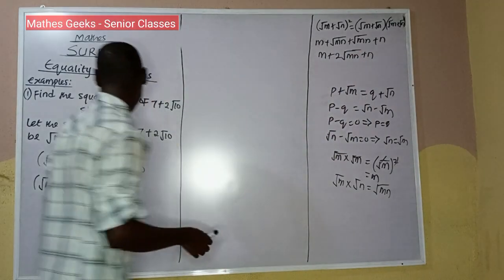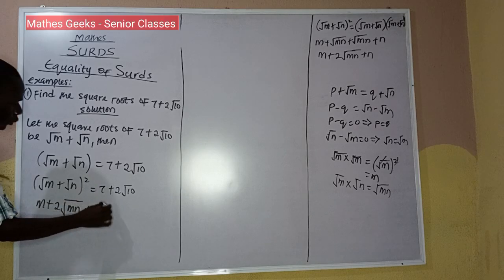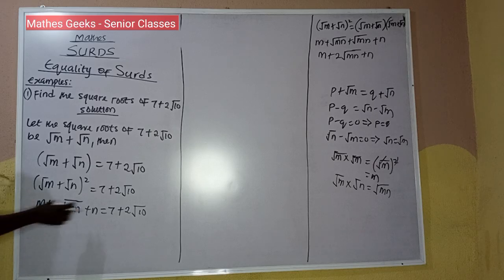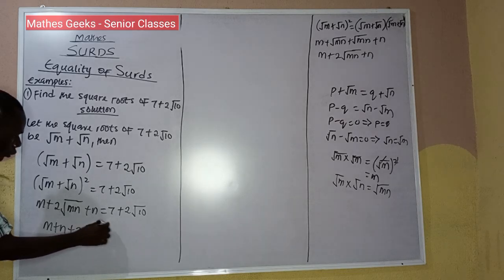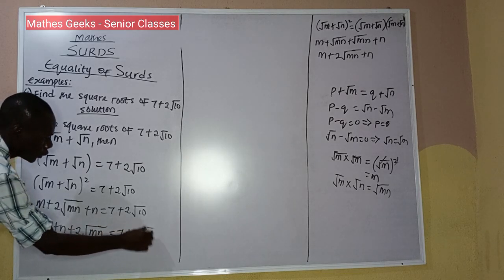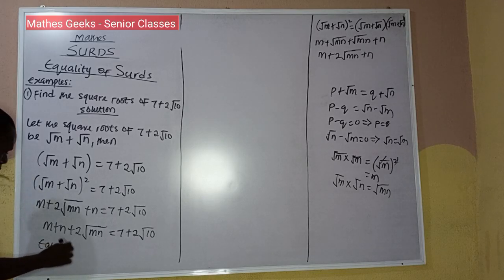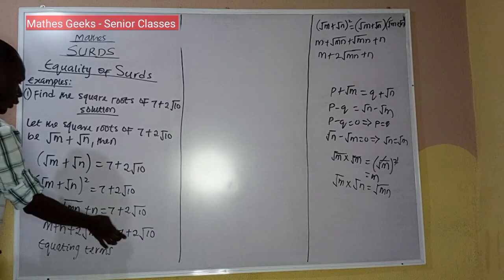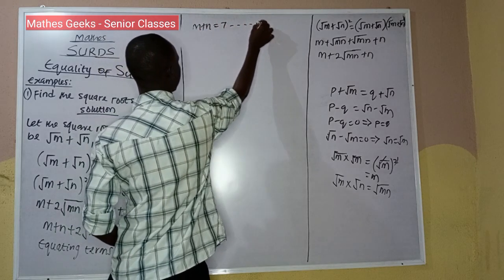So we'll put this in place of this here. So m plus 2 root mn plus n is equal to 7 plus 2 root 10. At this point, let's bring together m plus n plus 2 root mn is equal to 7 plus 2 root 10. So we're going to equate terms. So m plus n is equal to 7. We call this equation 1.